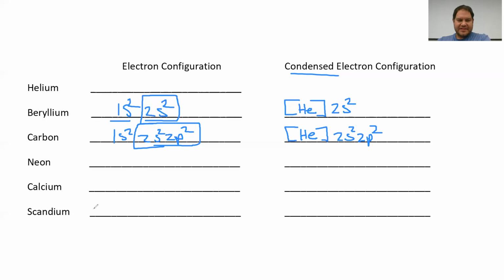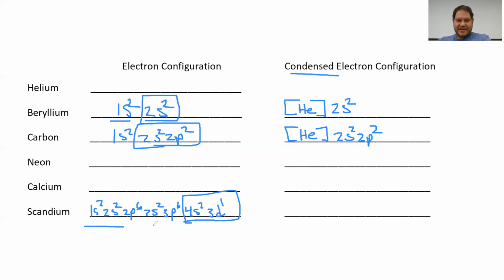So scandium would be 1s2, 2s2, 2p6, 3s2, and 3p6, 4s2, and then 3d1, right? So these ones right here are going to be my most important electrons at the end. The 4s being in the valence shell, and then the 3d1 we want to include.